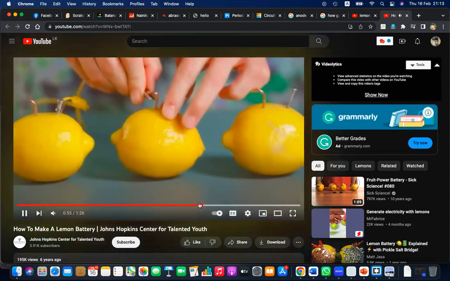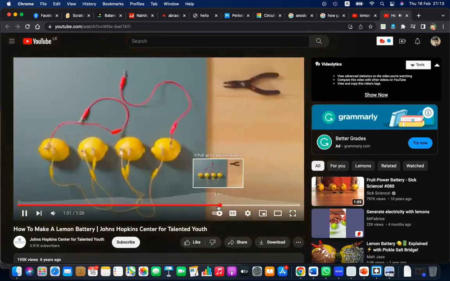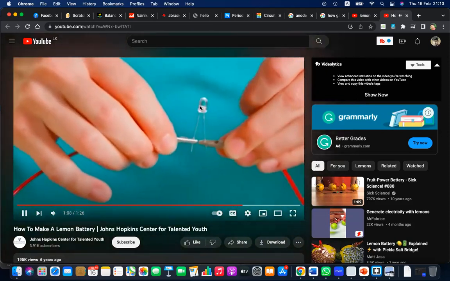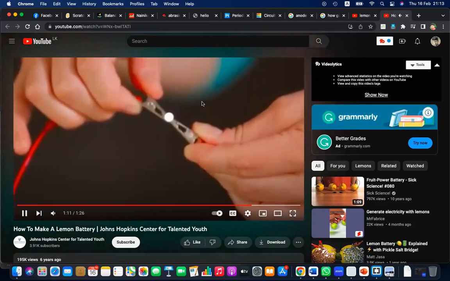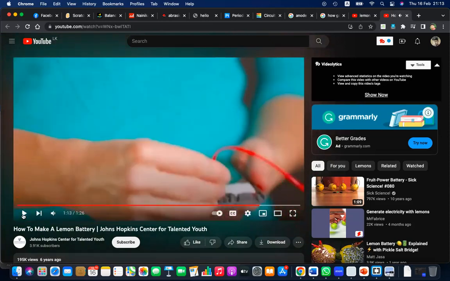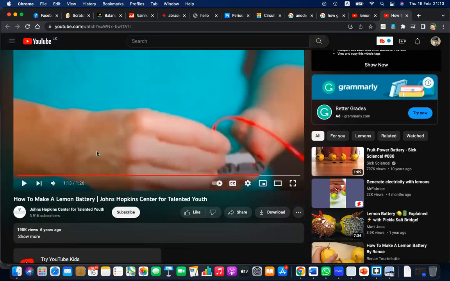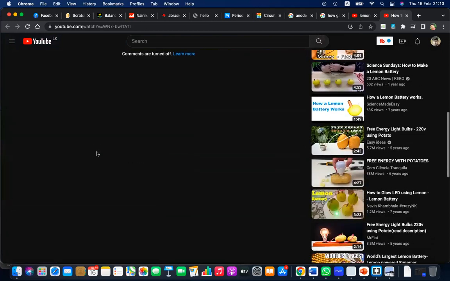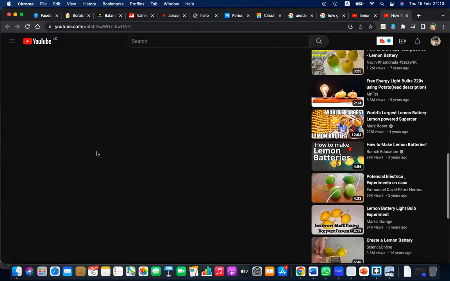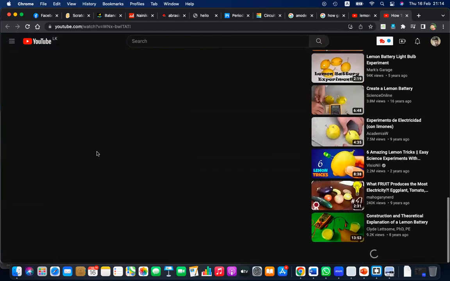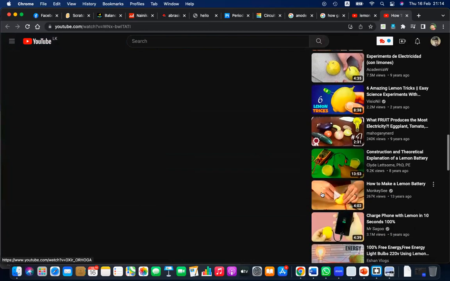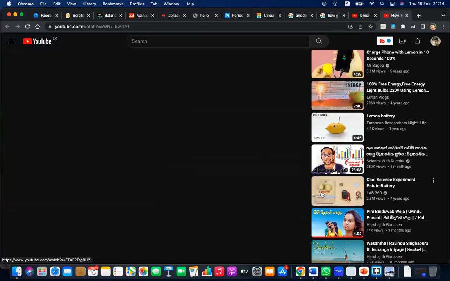Here you can see, after connecting the LED alligator clip to the longer positive end of the LED, the zinc side goes to the shorter negative end. And there it is, light. It is not that bright. In a dark environment you can see that, but normally most of the time you can see it with 4 lemons, 5 lemons. But with 1 lemon you cannot do that. Using 1 lemon is not really enough.